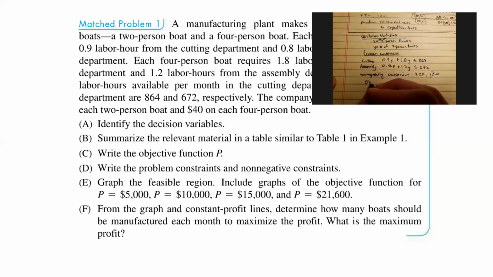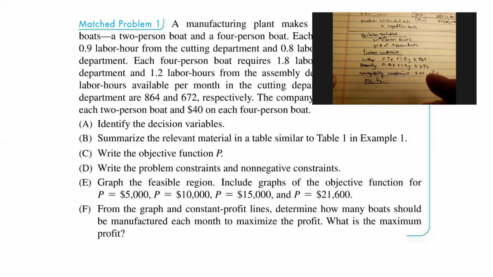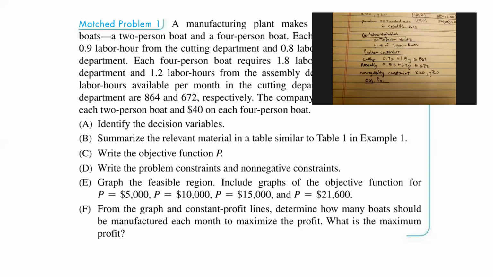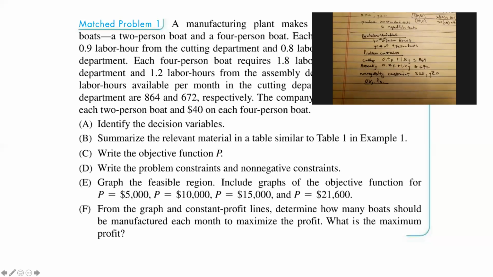Now what we need is an objective function, and I'm just going to abbreviate things. In this case, I think it's profit maximizing, but let's just double check. It says at the very bottom, if I move this out of the way for us, the company makes a profit of $25 on each 2-person boat. So 25 times X plus $40 times Y is equal to your profit function, right? And usually you'd write this as max P equals 25X plus 40Y. And that is our profit maximizing function.